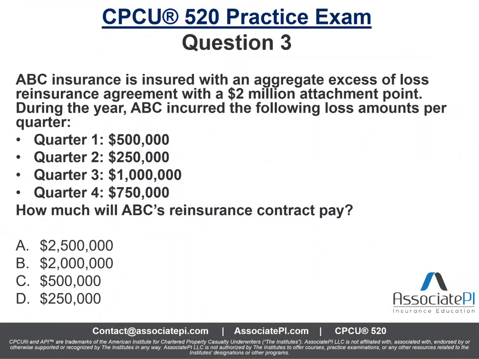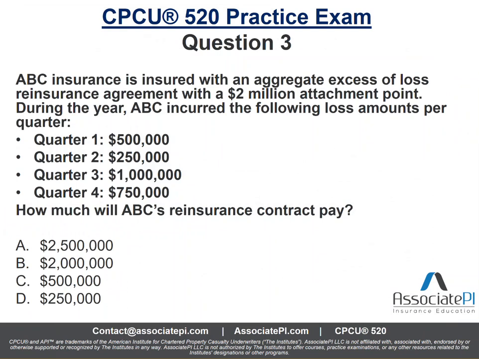So a bit of a tricky question there. But this one, going on to question number 3 of the 520 practice exam, is by far the most tricky. This is a sample exam question, a scenario-based question that you would see in Part B of your exam. This one requires a little bit of math and a lot of difficult concepts. So you have to understand a lot to answer this question correctly. All right, so let's get into it.